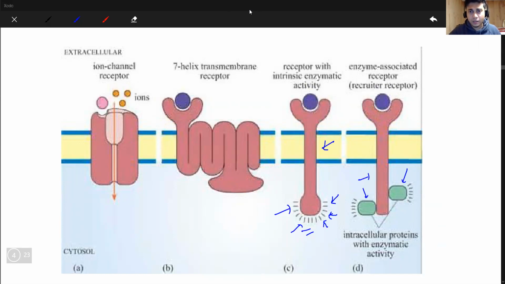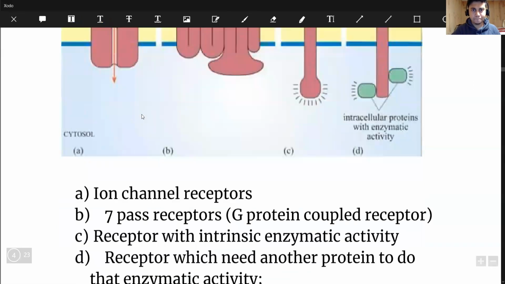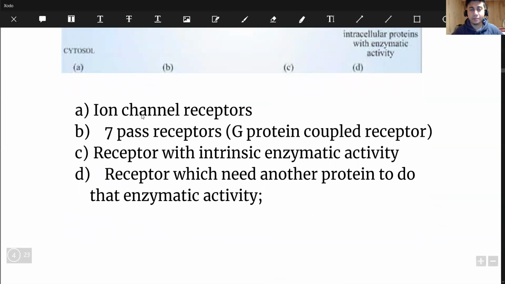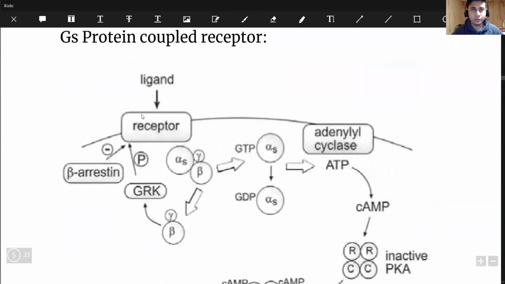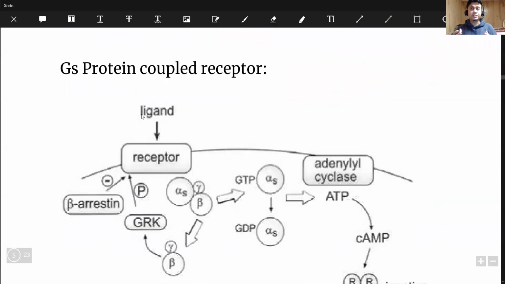Okay. Now let's see what else is here. Okay, so these are the names of the receptors. Now here the first thing that we discuss is the G protein coupled receptor, very common in our discussions of pharmacology and physiology. We discuss G protein coupled receptors many times, right? Now, how does this G protein coupled receptor work?